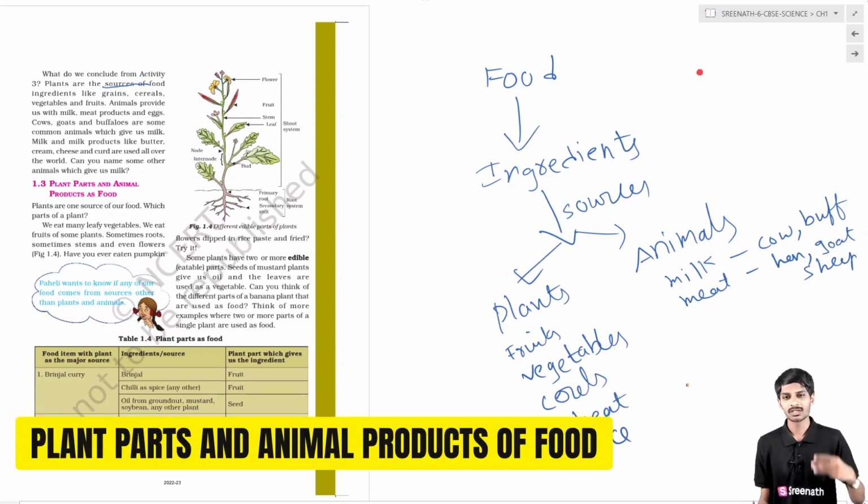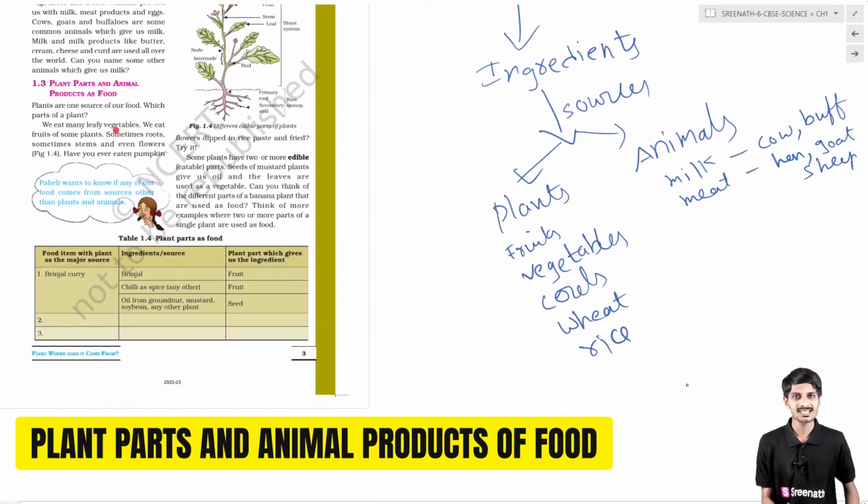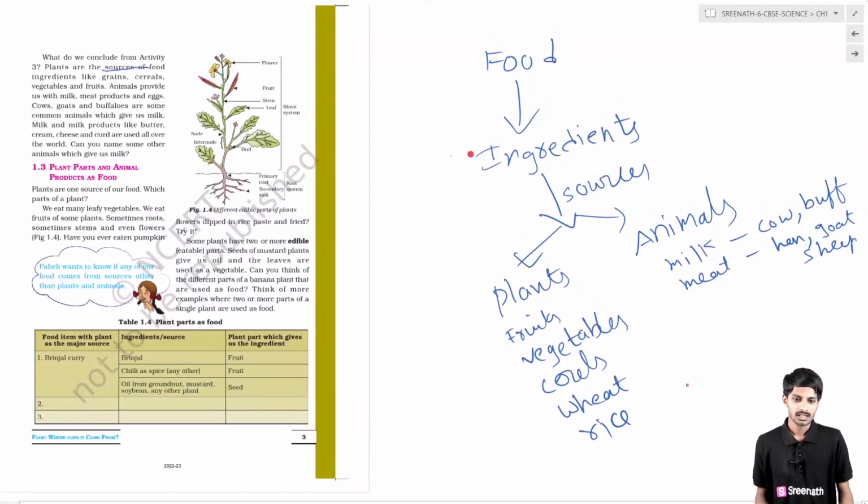Now we are coming to the third topic. What is the third topic? Plant parts and animal products as food. So we are taking ingredients as food, and those ingredients have plant sources and animal sources. Then what animal products are we taking as food, and what plant parts are we taking as food? Now here is the plant.